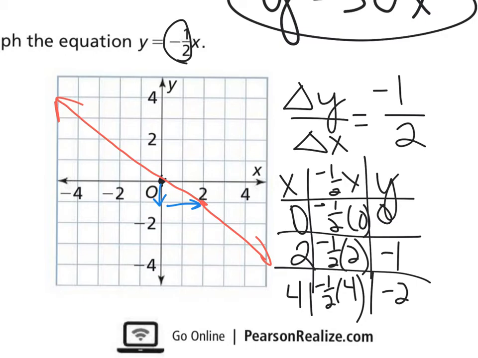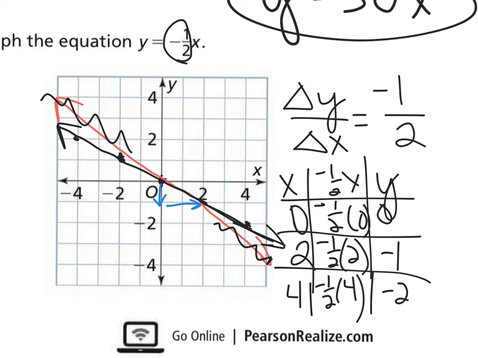So 4, -2, and you can see how far my graph is off. I got off the path there a little bit of being a straight line. 4, -2 would be another point. You could substitute numbers over to the left as well. If you put in -2, you would get 1. If you put in -4, you would get 2. And there again, we can see that my line was really not that straight.